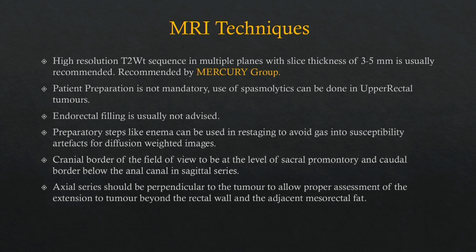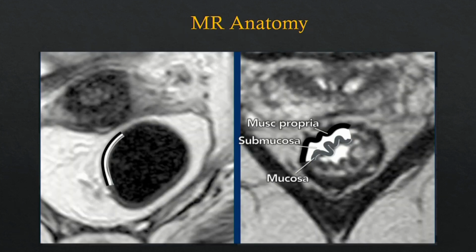The cranial border of the field of view should be at the level of the sacral promontory and the caudal border below the anal canal. This is to include the metastatic group of lymph nodes at the level of S3, and the inguinal nodes in the case of local infiltration. Axial series should be perpendicular to the tumor to allow proper assessment of the extension of the tumor beyond the rectal wall.